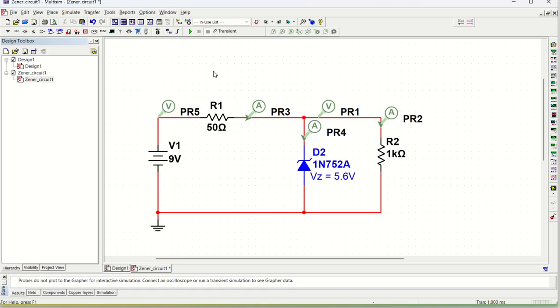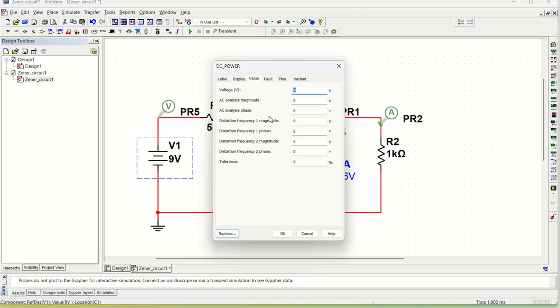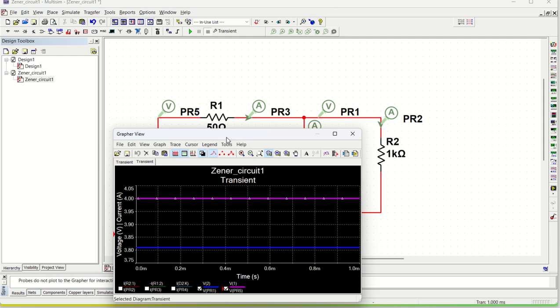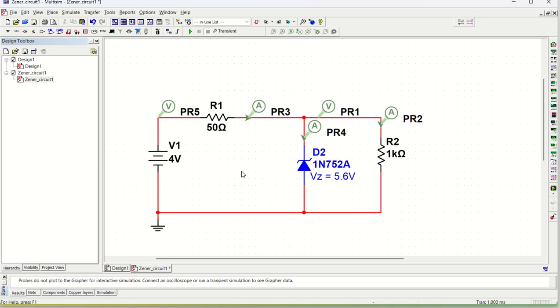Let us open another circuit and see what happens. Or why don't we do one thing? Let us change this voltage to 4 volt. Since it is 4 volt, which is less than Vz, the voltage at this node will be following the simple voltage division principle what we studied, and the Zener diode will not come into picture. So you can see the output voltage is 3.81 or 3.82 volt, and the input is 4 volt. So this is how it works.